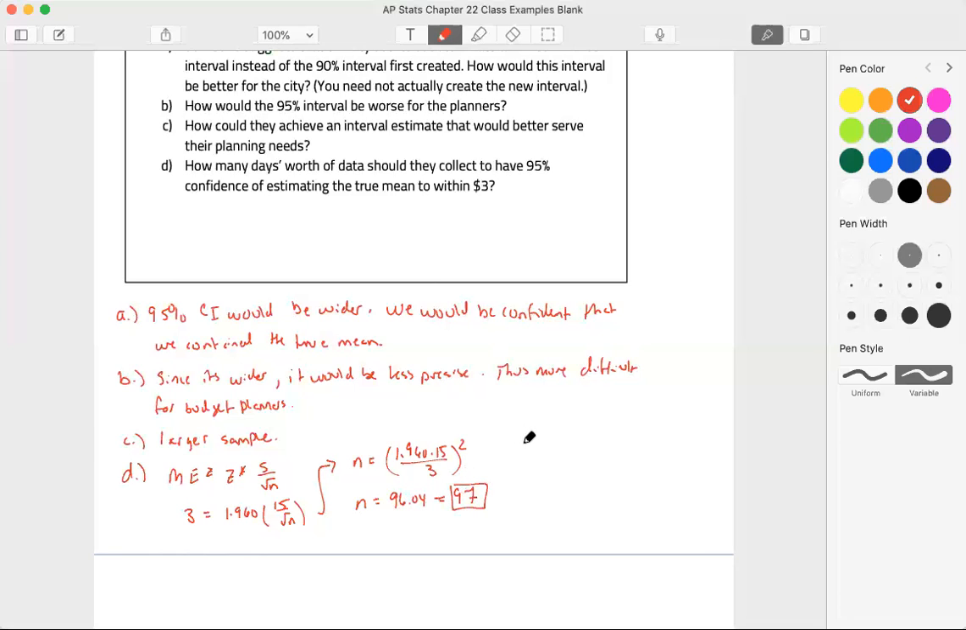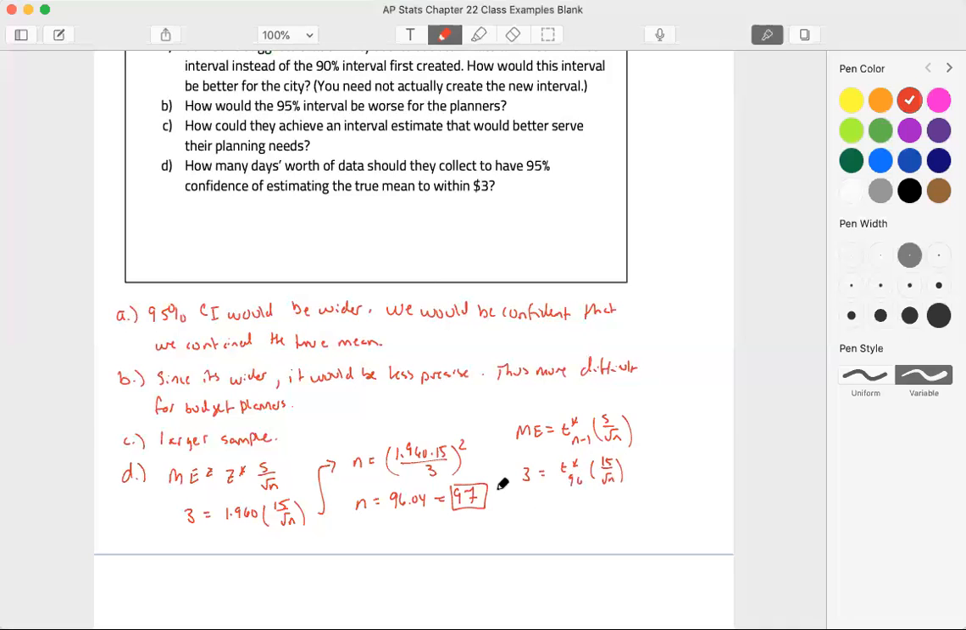Now, if you want a more precise one, we could calculate using a t-critical value times s over the square root of n. Again using the same values, but this time use the t-critical value for 96 degrees of freedom. I'm just going to use my calculator real quick. Second distribution, inverse t, and we're going to use 95%, so 0.025 for my area. My degrees of freedom is going to be 96. I'm going to hit paste.